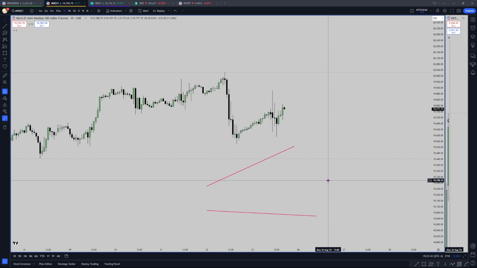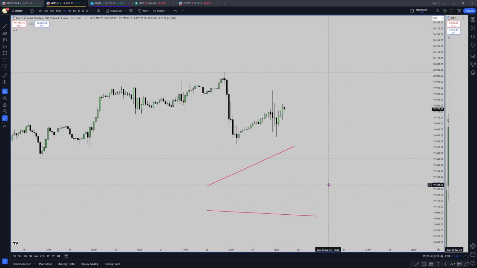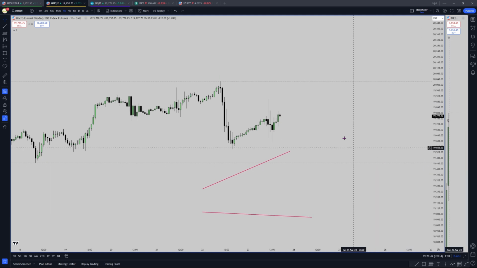Having multiple contracts, yeah. With multiple contracts, you can scale in and out, and you can pyramid up. But I would only recommend multiple contracts on MNQ. NQ is just way too much for a $50,000 account.